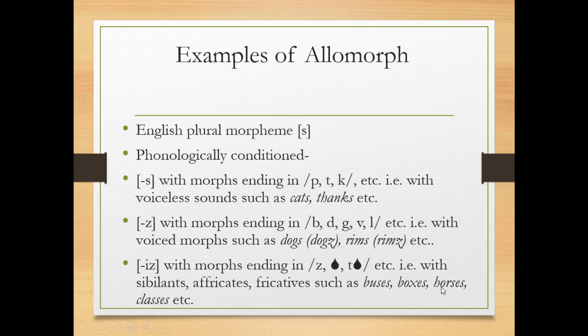Now look at the same plurality ending with s and z sounds: buses and boxes. Now it is iz. So one morpheme has three variants: s, z, iz. These are allomorphs.